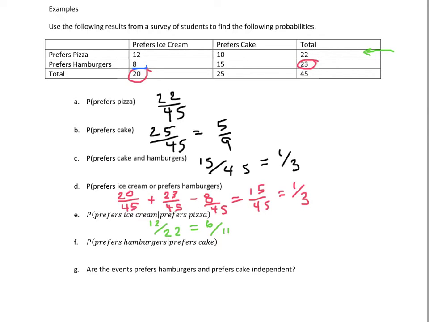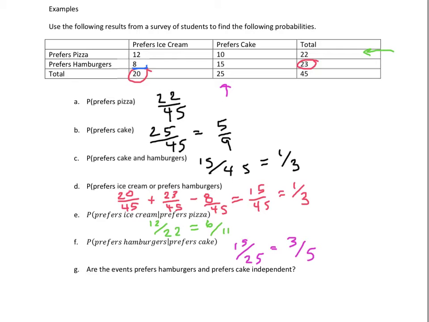Next is prefers hamburgers given that they prefer cake. Given that they prefer cake, there are 25 that prefer cake. And of those 25, 15 prefer hamburgers. So 15 out of 25, and that will reduce to 3/5.